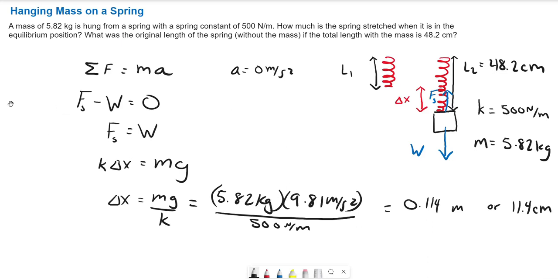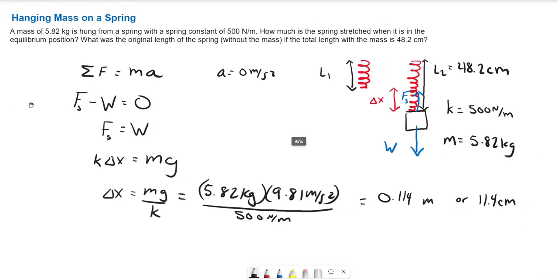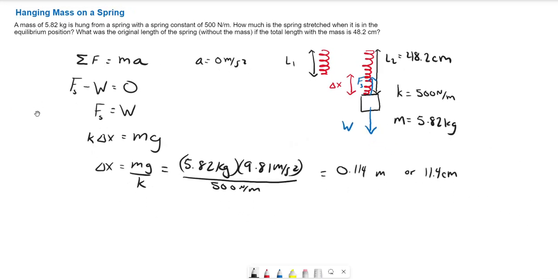So let's figure out what the original length of the spring was without the mass. So just looking at these two different lengths here, we can see that L2 is going to equal delta x plus L1, right? So L2 is just this total stretched length. And then that's just equal to L1 plus delta x. So we just want to find L1, so let's subtract delta x from both sides. And that's going to give us L1 is equal to L2 minus delta x.